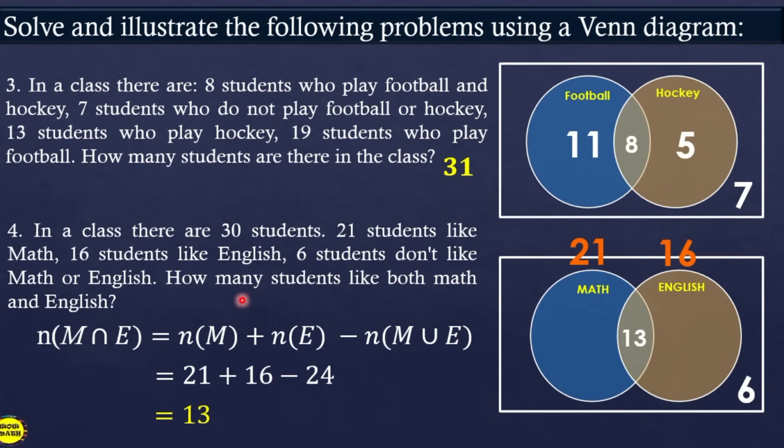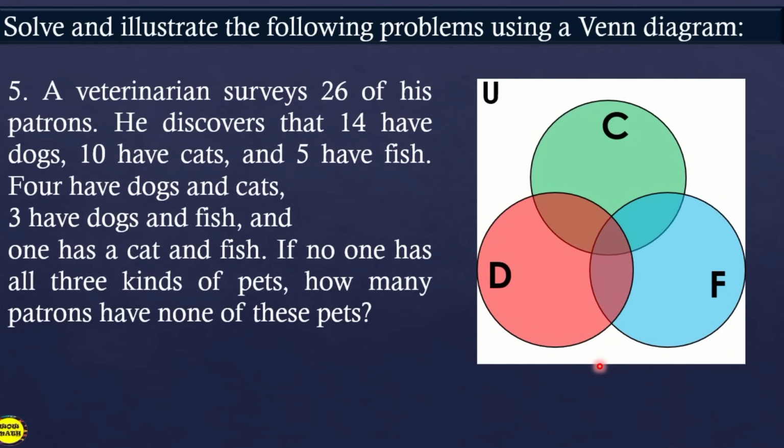So, ayun ang tanong. How many students like both math and English? 13 po. Tsaka po natin ilalagay itong dalawa. So, 21 minus 13, that is 8. And 16 minus 13, we have 3. Okay? Next.